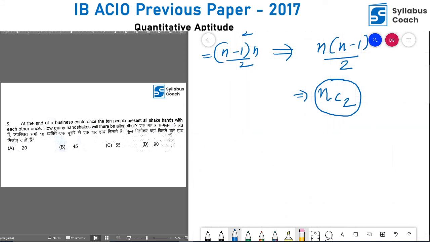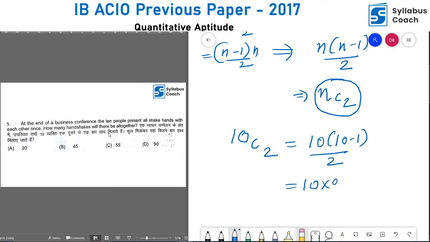At the end of a business conference, the 10 people present all shake hands with each other once. How many handshakes will there be altogether? So there are 10 people. Then the answer for this question is 10C2, which is 10 into 10 minus 1 by 2, which is 10 into 9 by 2, and then we have 9 into 5, which is 45. That is the answer for this question.